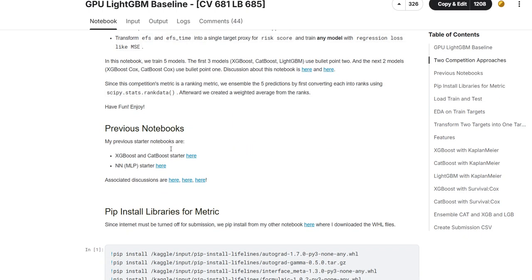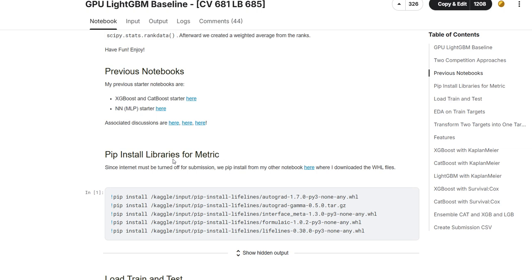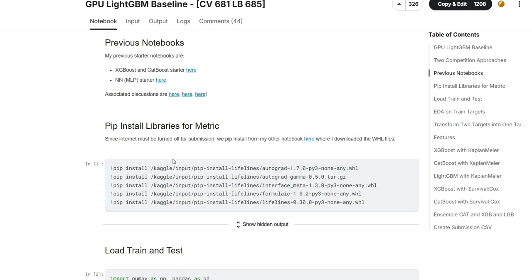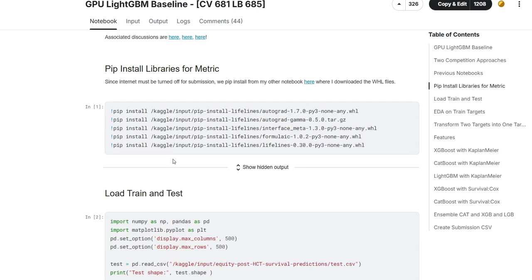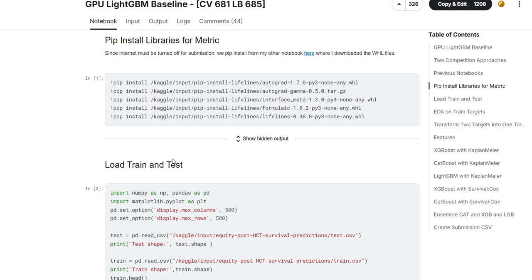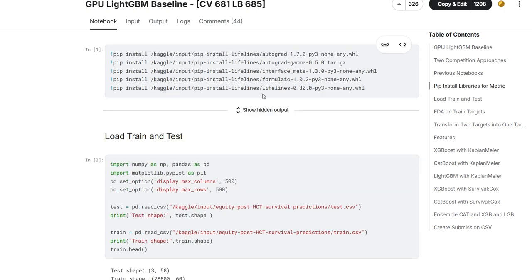First up, we need to install a library called Lifelines. Because Kaggle submissions require internet to be turned off, the author cleverly provides the necessary files, wheel files, specifically from another notebook. This is a practical tip for Kaggle competitions. We're just installing some tools we'll need later.